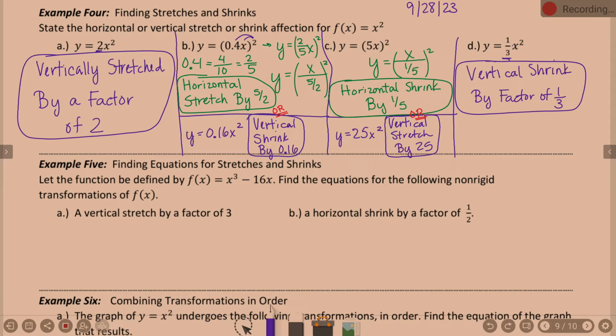Okay. Let's look at example 5. We're going to write some equations with horizontal and vertical shrinks and stretches. Okay. So kind of here we're looking at the equations, determining what they were. Now we're going to do the opposite. So let the function be defined by f of x equals x cubed minus 16x. There's your given function. Find the equations for the following non-rigid transformations of f of x. So, vertical stretch by a factor of 3.